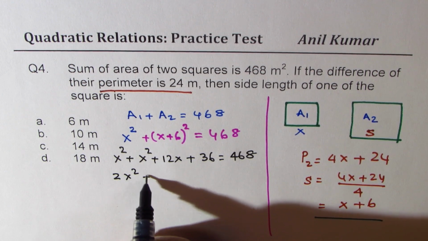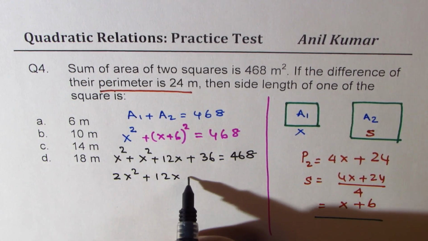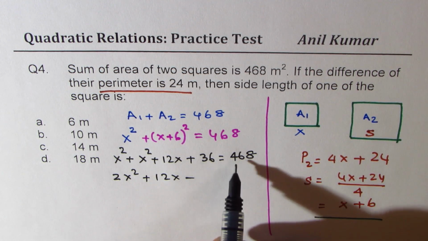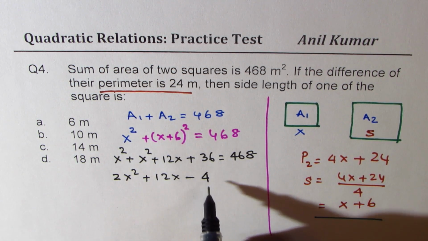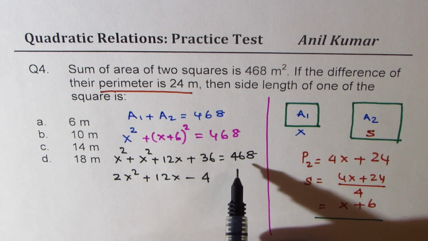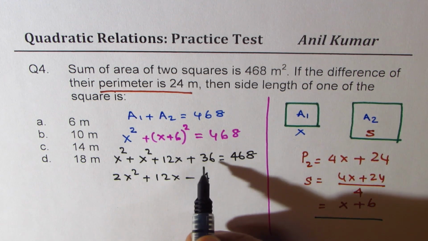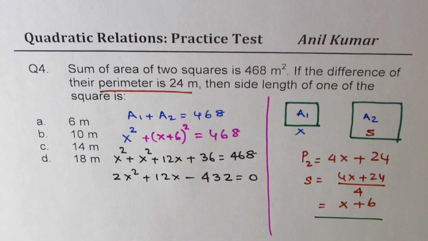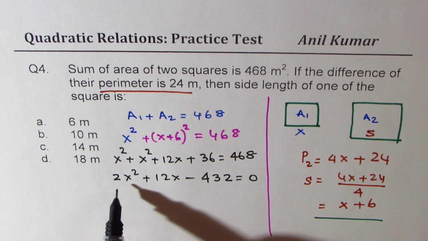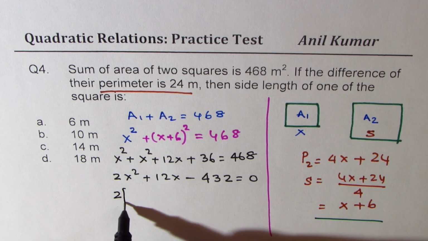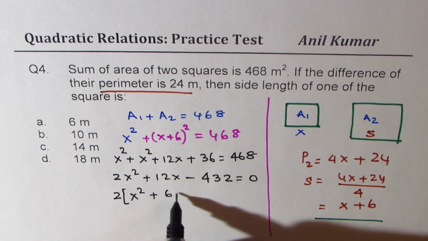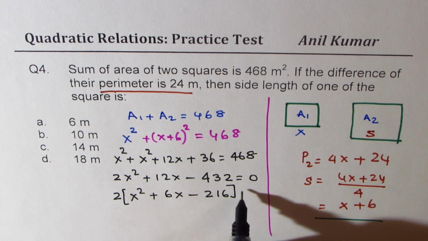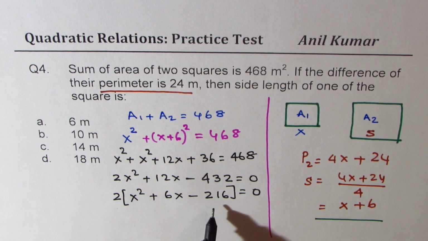So 2x squared plus 12x minus, because we'll have to take away 36 from here, so we get 468 minus 36. So that becomes 432 equals 0. Now we could factor out 2. So if I factor out 2, I get x squared plus 6x minus 216 equals 0. Now we need to factor.